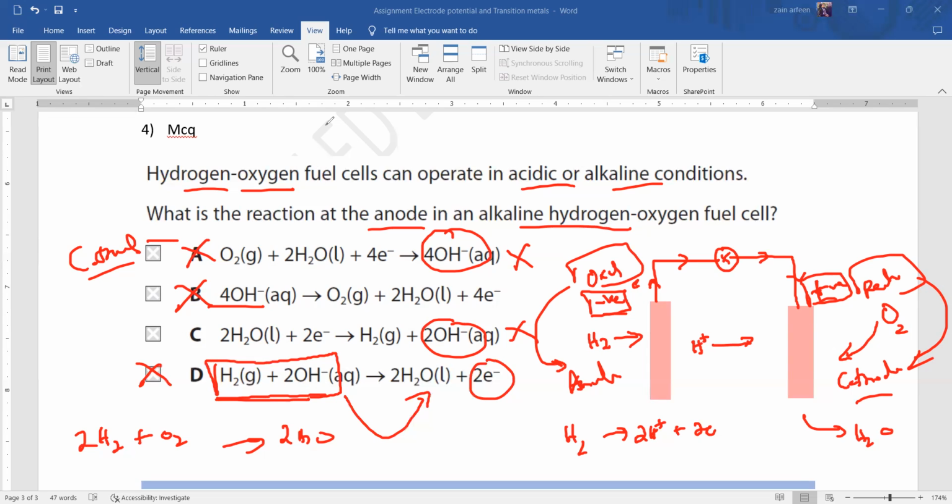So remember, two things are important. One is anode and cathode. In a fuel cell, at anode we'll always have hydrogen, and at cathode we'll always have oxygen. That is one thing. But in terms of plates, the negative plate is where hydrogen is, and a positive plate where oxygen is. Because the plates are due to the movement of electrons, and anode and cathode are due to oxidation and reduction.